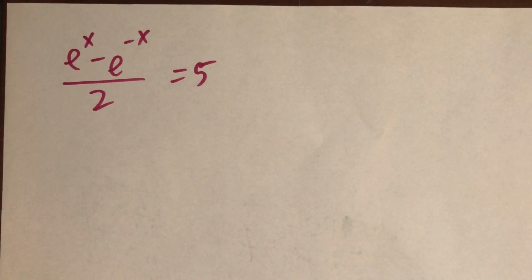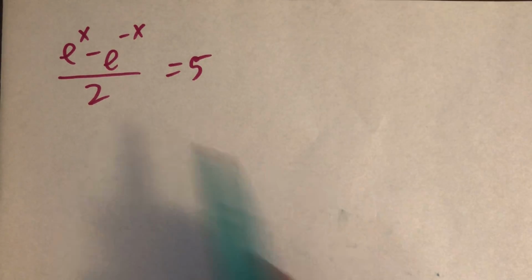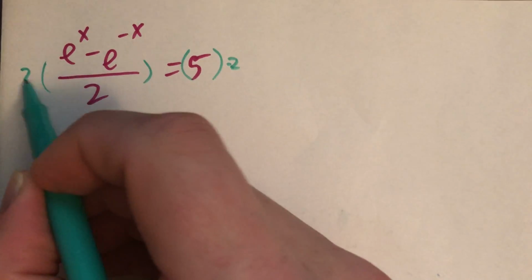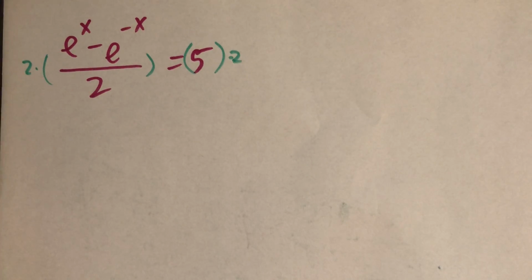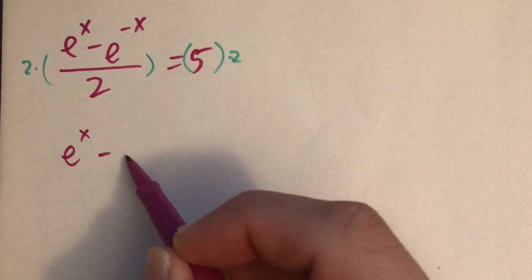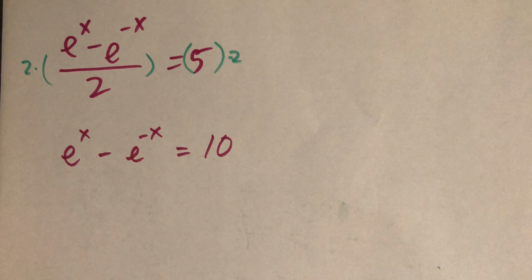So we have an equation here. We want to solve it. If we have fractions, we usually want to do the same thing every time, and that is to get rid of the fractions. So if I multiply both sides by 2, that fraction is going to go away. I can rewrite this as e^x - e^(-x) = 5 times 2, which is 10.